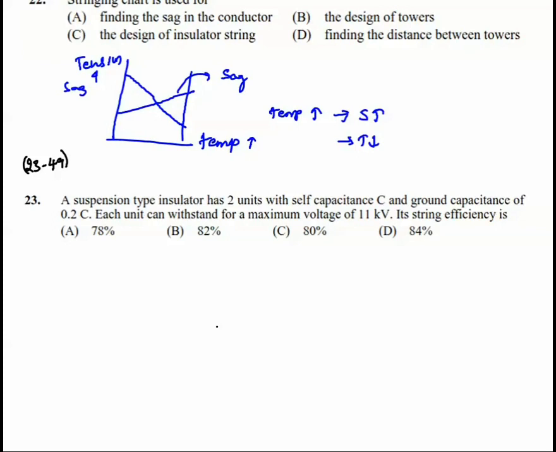Now the question is the 23rd question. A suspension type insulator has two units with a self capacitance C and a ground capacitance of 0.2 C. Each unit can withstand a maximum voltage of 11 kV. The percentage string efficiency is equal to the total voltage across the string divided by the number of insulators in the string, N, into the voltage across the insulator nearer to the conductor.